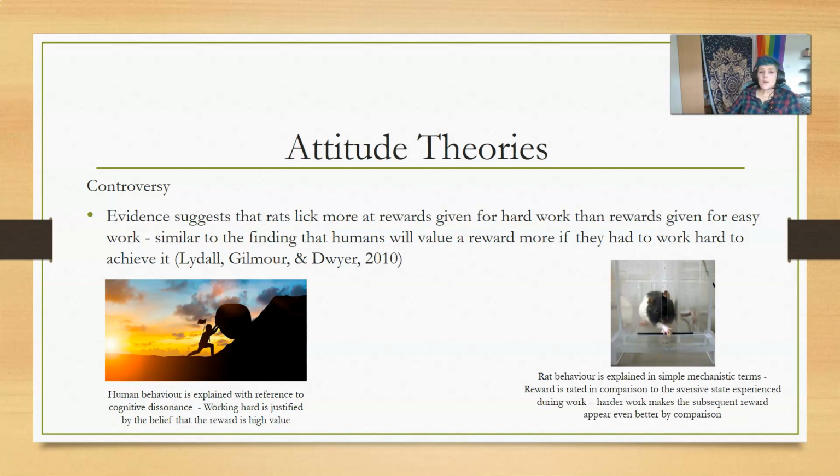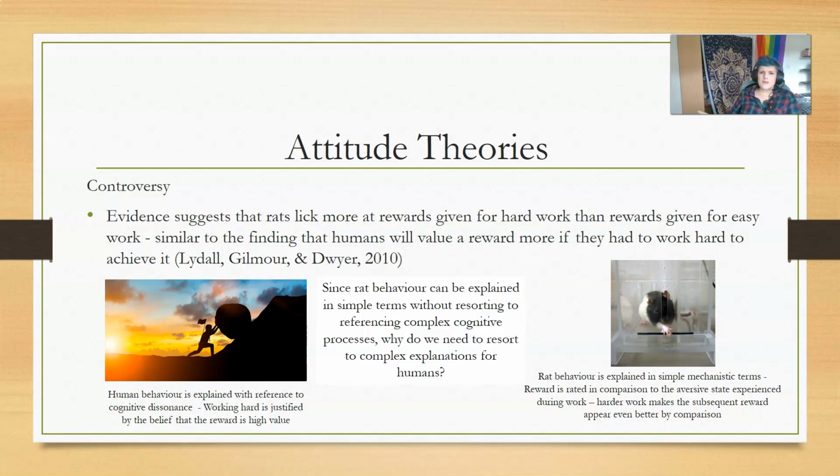However, rat behaviour is explained in simple mechanistic terms. Reward is rated in comparison to the aversive state experienced during work. So harder work makes a subsequent reward appear even better by comparison. So since rat behaviour can be explained in relatively simple terms and without referencing these complex cognitive processes of dissonance and therefore increasing the perceived value of something, then why do we need to resort to complex explanations for humans? After all, humans are just animals.